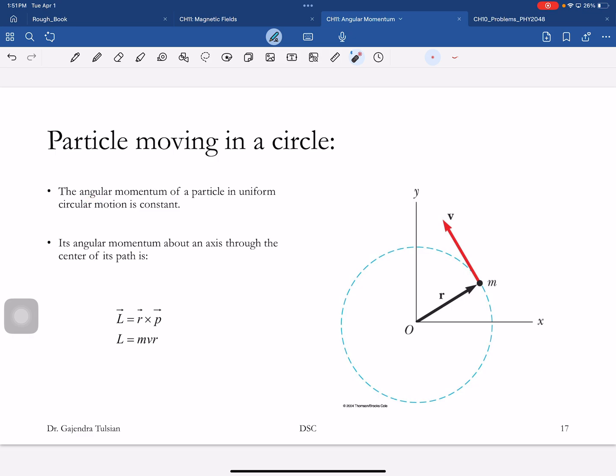So the angular momentum, now we'll consider a particle moving in a circle at constant speed. The angular momentum is r cross p. R is this vector, p is a vector in that direction. If you use your right hand, R is in this direction, P is in that direction, L is coming out of the sheet of the paper. You rotate from R to P, angular momentum is coming out of the sheet. And the magnitude of the angular momentum is mvr.